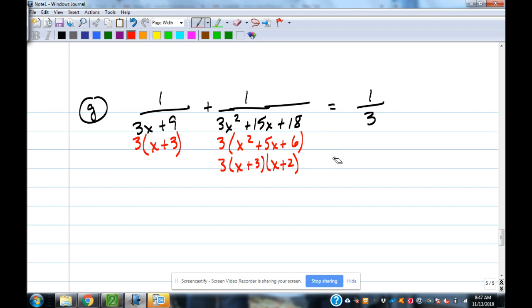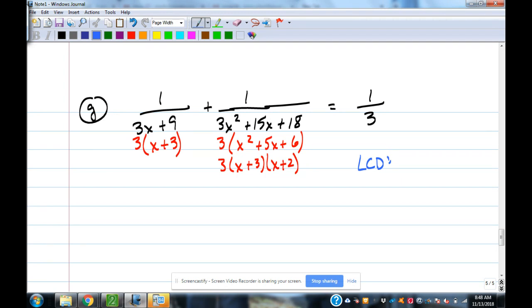So this is the factored form completely of the original denominator. And this one doesn't factor, we know that. So, okay. So again, you want to factor your denominators first, see if you can see what they have in common. So that helps us find the least common denominator.